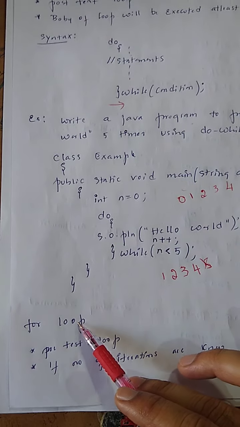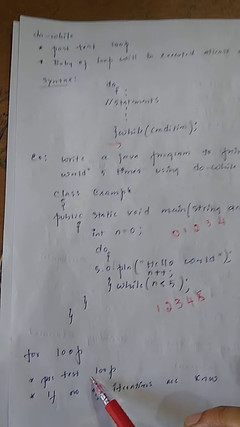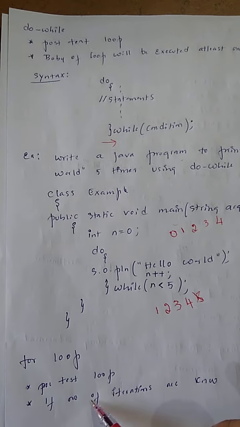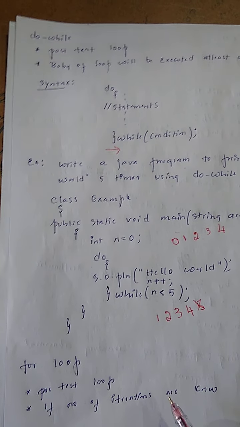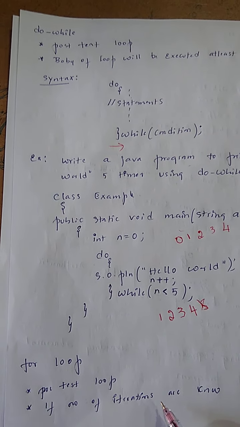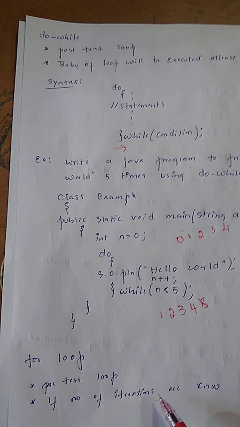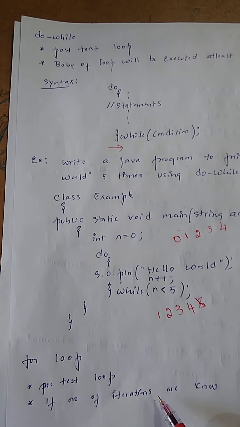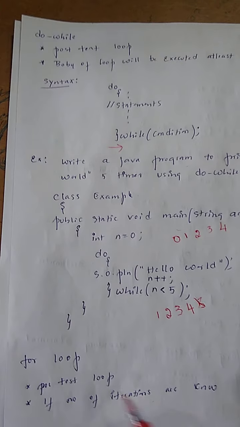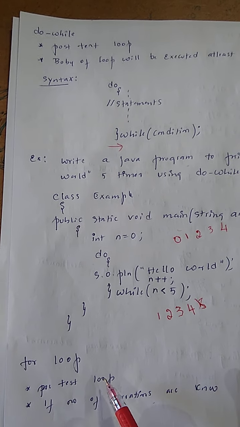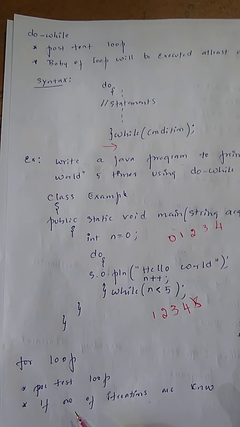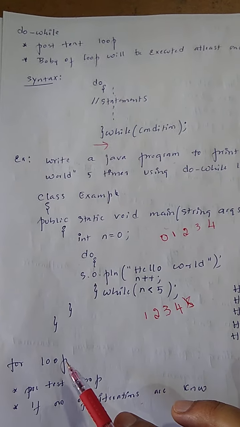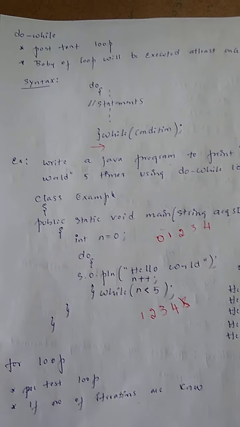The next type of loop is the for loop. This one is also a pretest loop. But the difference is we use a for loop if the number of iterations is known in the beginning. If you know the number of iterations in the beginning itself, we can go with a for loop. If you don't know the number of iterations, you can go with a while loop. Both are pretest loops. Pretest loop means the condition is checked in the beginning, then the body will be executed.